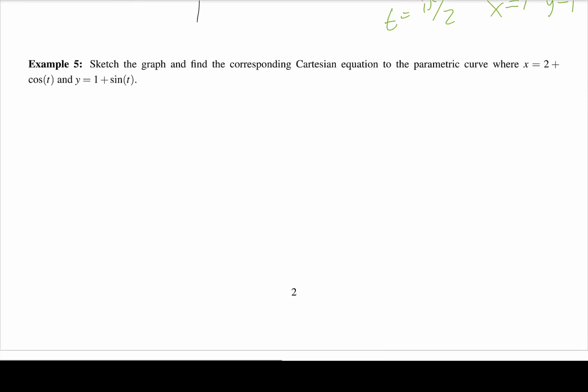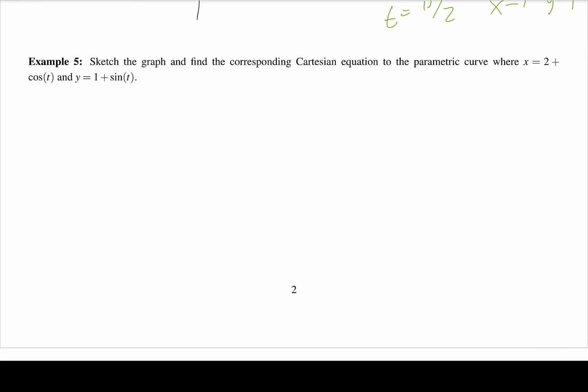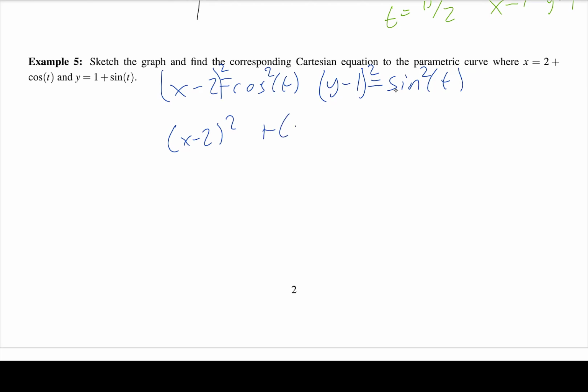Alright, now let's finish this off with example 5. For example 5, we have x equals 2 plus cosine t, y equals 1 plus sine t. So I can get cosine and sine alone. That will give me x minus 2 equals cosine t. Y minus 1 equals sine t. We'll square these, and then add the left and right sides together. So we'll get x minus 2 squared plus y minus 1 squared is equal to 1.